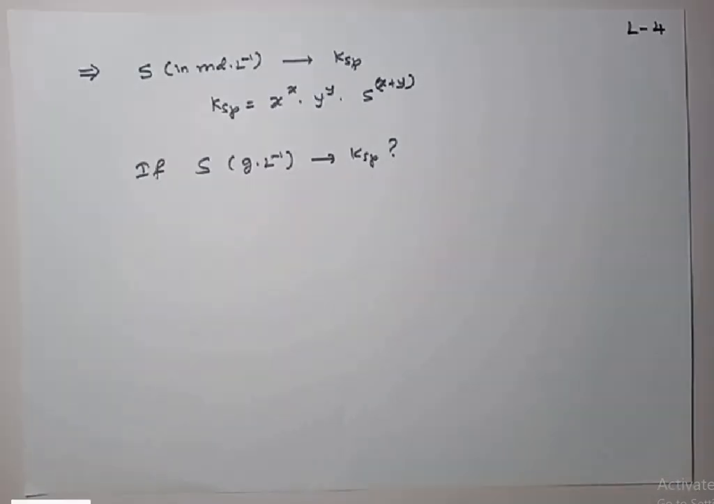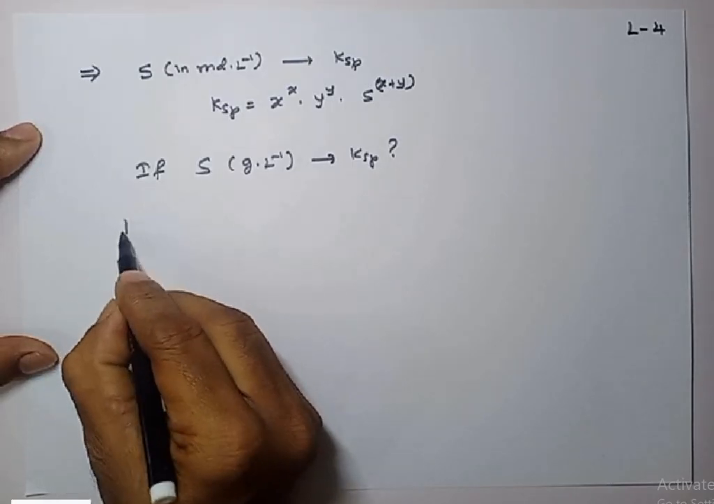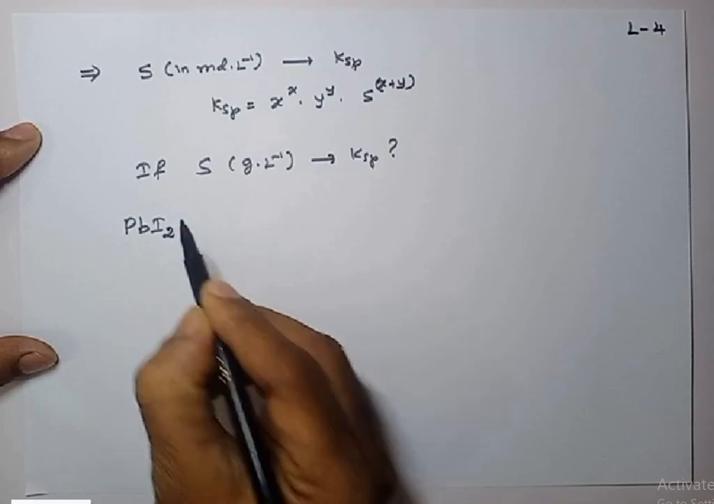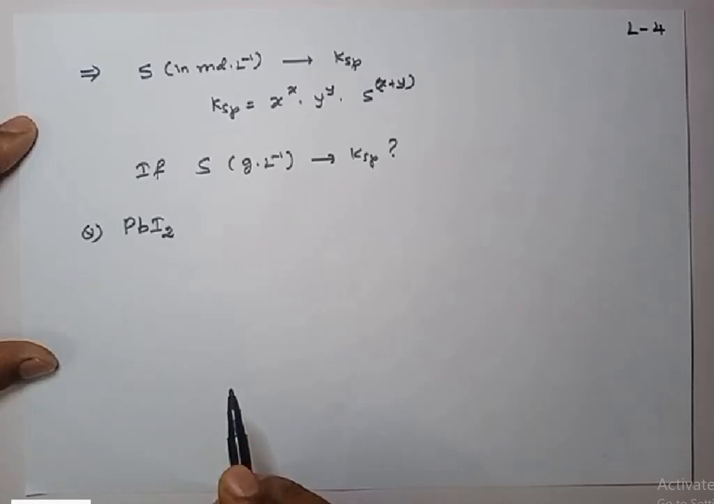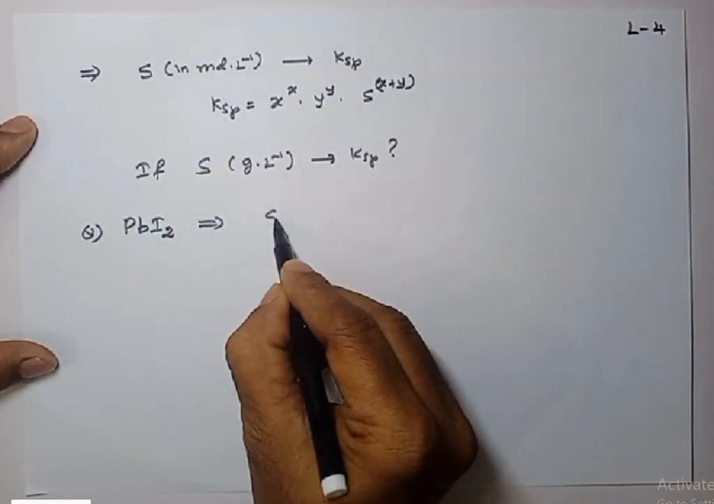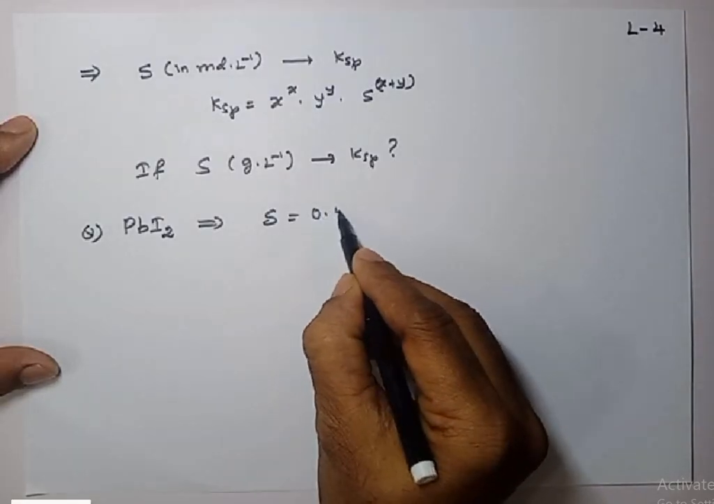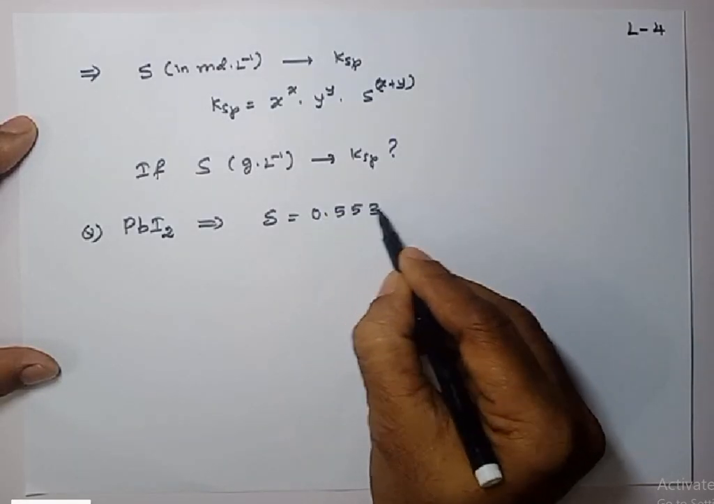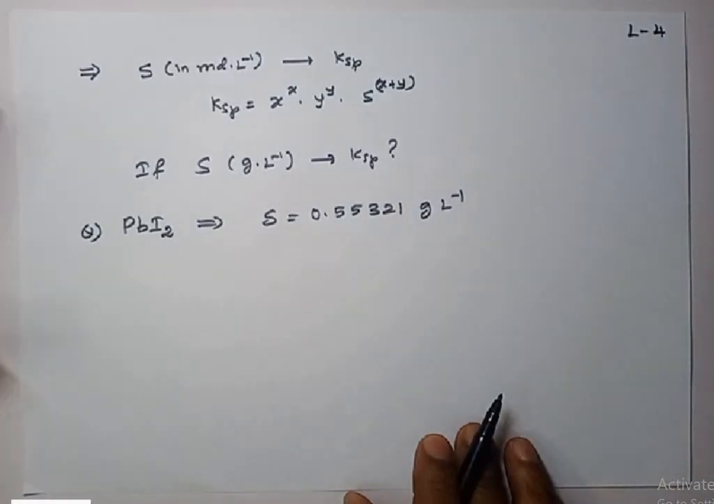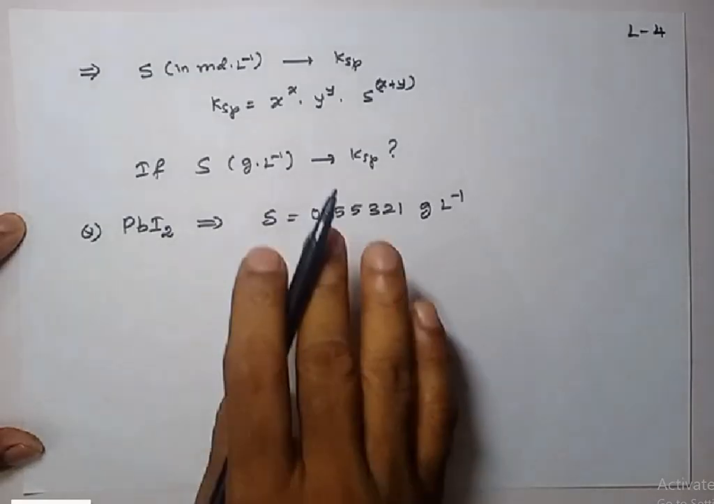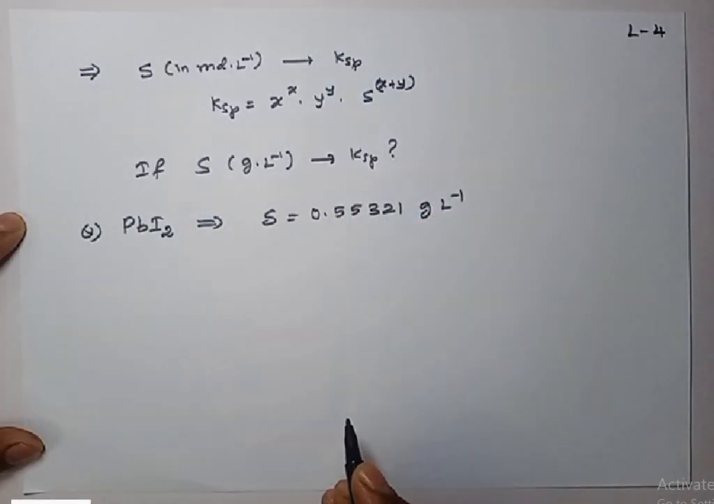Let me give an example here. Suppose I'll take lead iodide. We know that lead iodide is sparingly soluble in water, and the solubility of lead iodide in pure water is given as 0.55321 gram per liter. This is the solubility of lead iodide in pure water. Now solubility is given in gram per liter. We need to calculate Ksp.